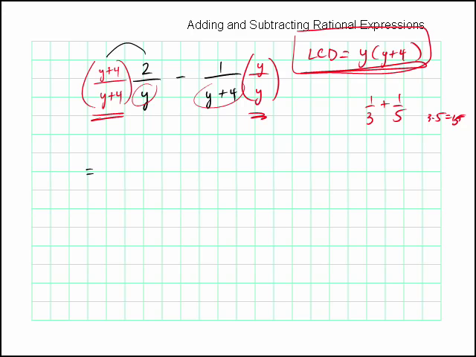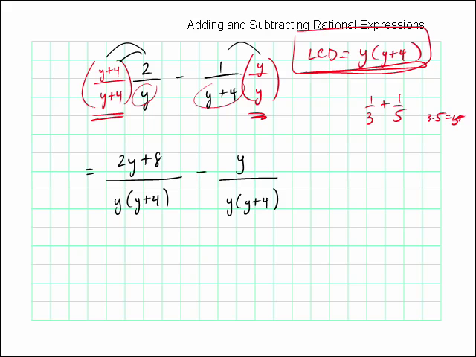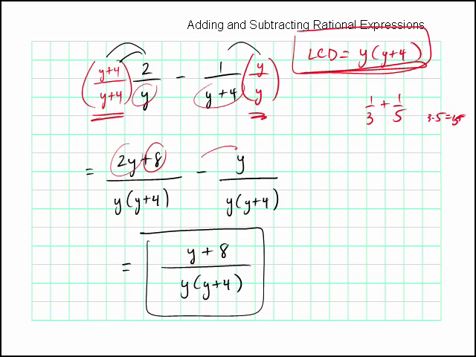Let's distribute up here. That's going to give me 2y plus 8 over y times y plus 4. And right here, 1 times y is just y, or minus a y, over y times y plus 4. I've got my common denominator. I can now combine this into one fraction. 2y minus this y is a 1y, and then plus 8. And nothing reduces there, so that is my answer. I've subtracted the two fractions.